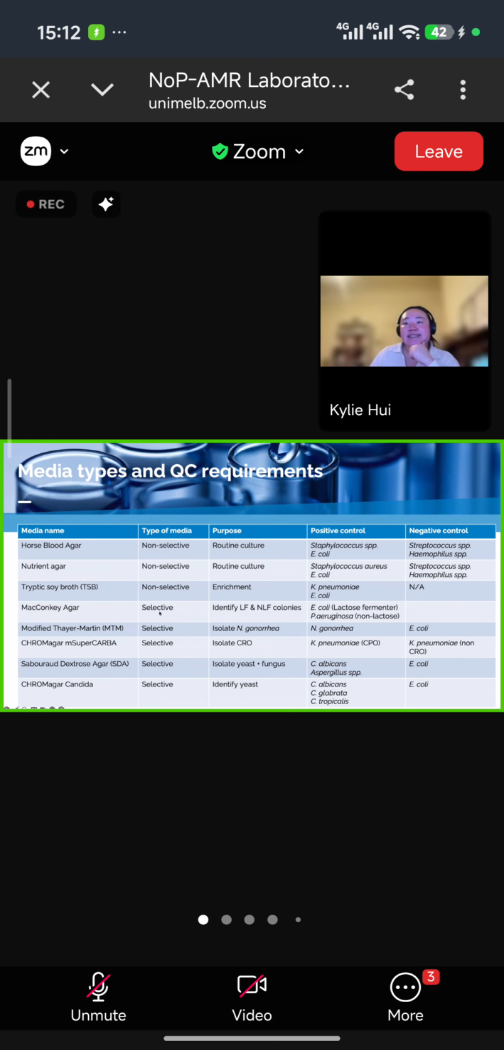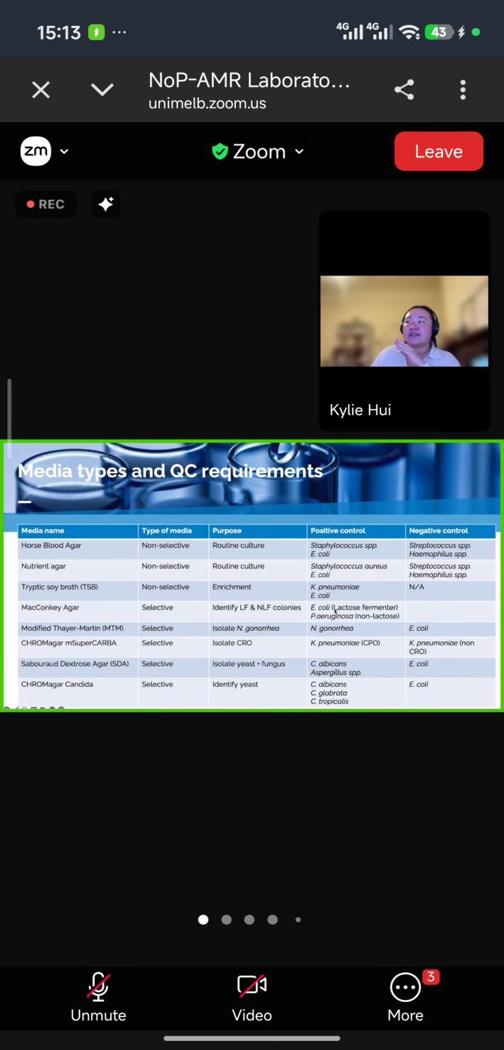MacConkey agar is a selective medium, and our primary purpose is to differentiate between lactose fermenting and non-lactose fermenting colonies. So for the positive control, there will be two. One will be E. coli, which is a lactose fermenter, and then Pseudomonas aeruginosa, which is a non-lactose fermenter. The reason it's important to put both of these as positive controls is because they give us the different characteristics required.